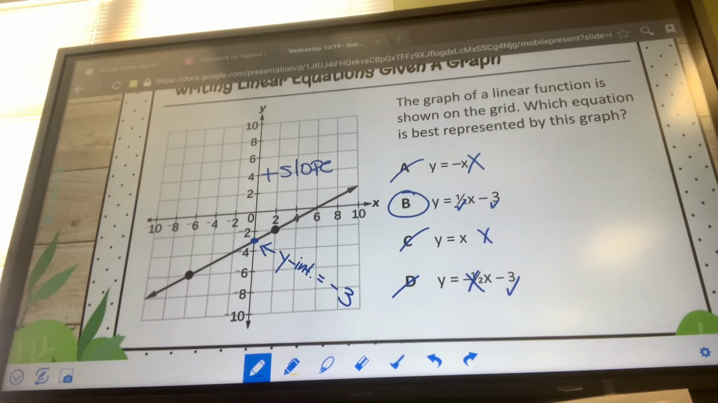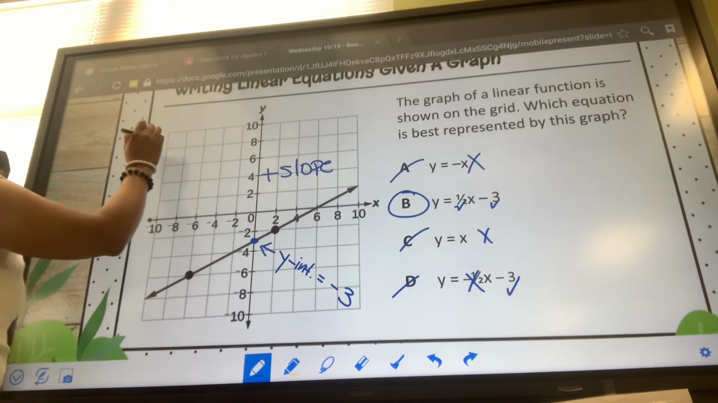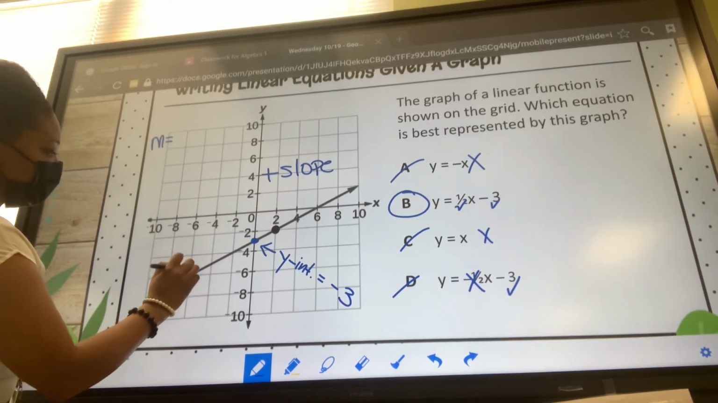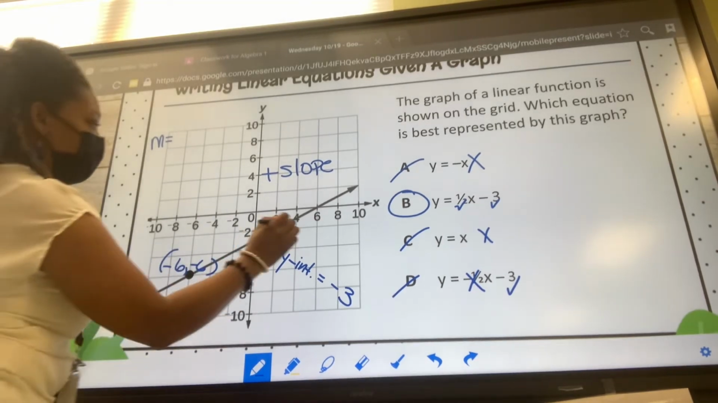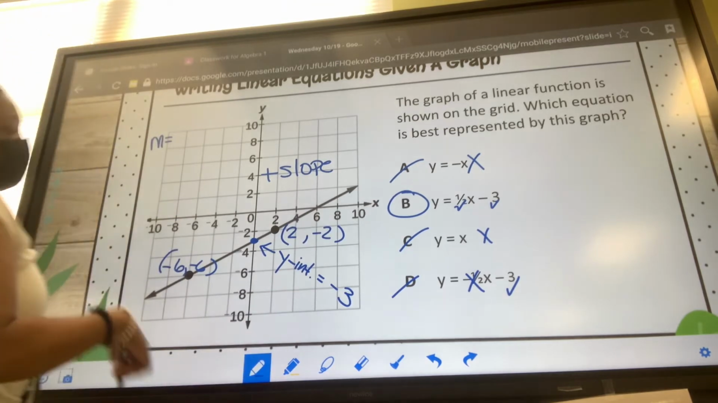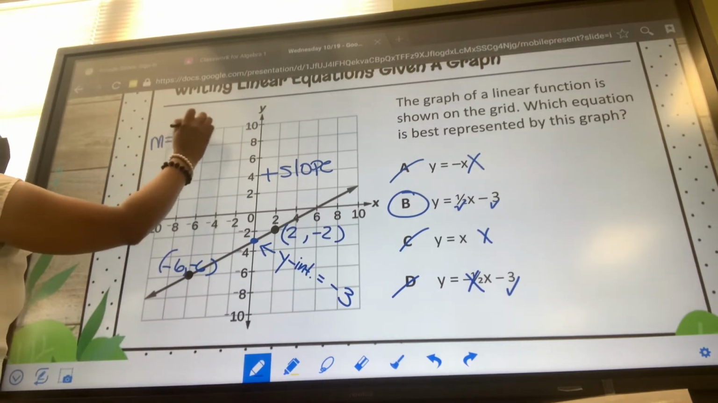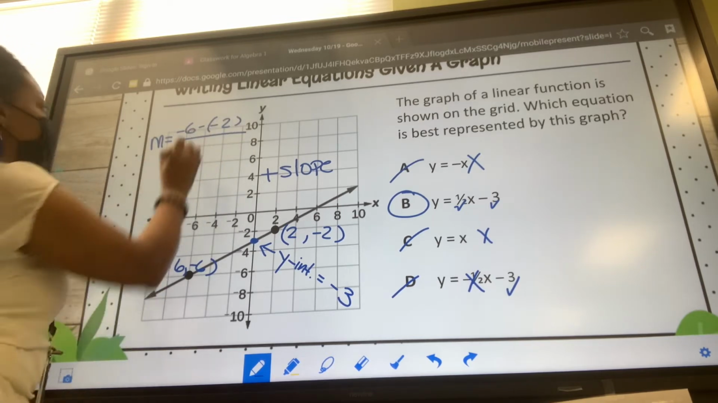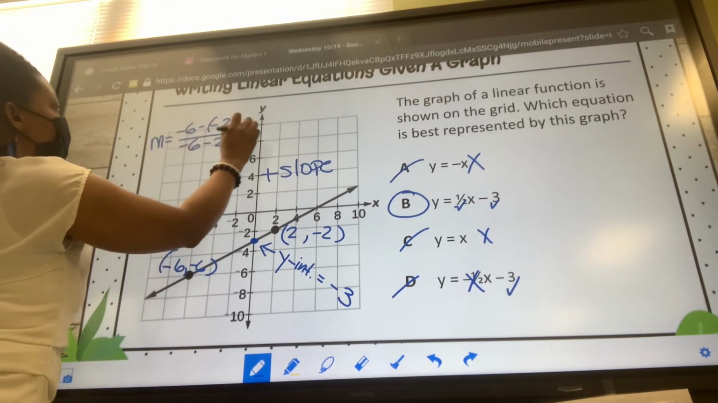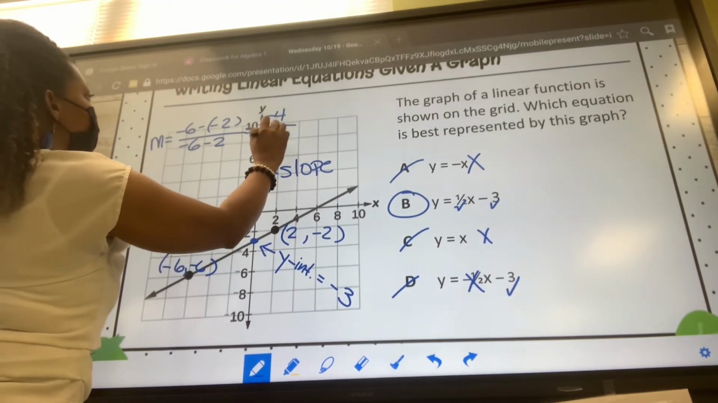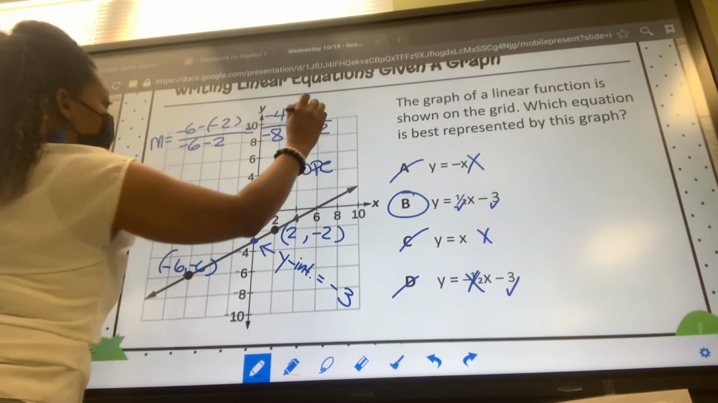Where did you get 1/2? Okay, I can show you where we got 1/2. Let's see, this is -6, -6. This is 2, -2. So I'm going to do -6 minus -2 over -6 minus 2. Well, that gives me -4 over -8, which is 1/2.